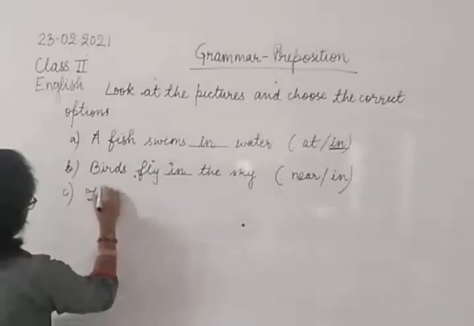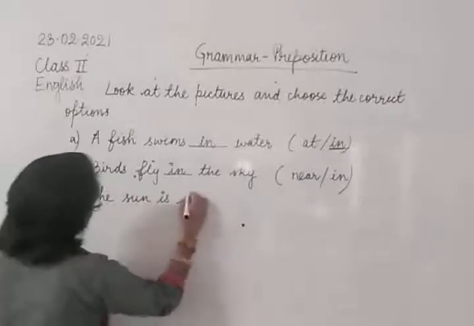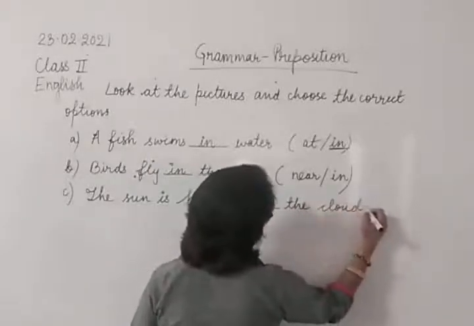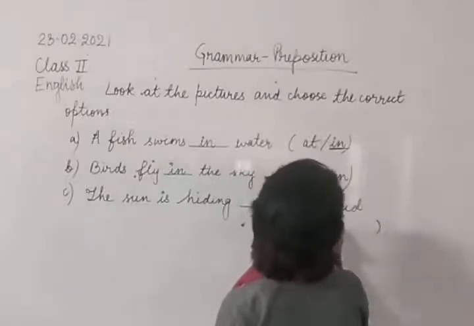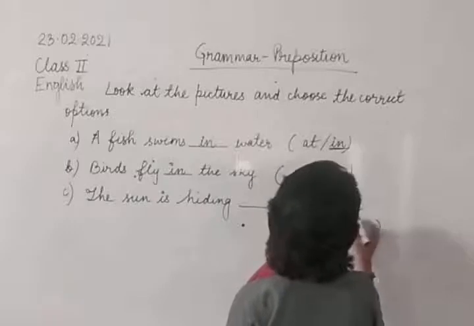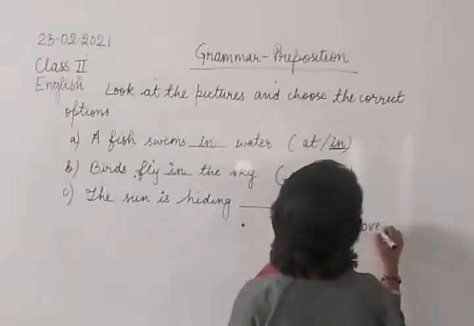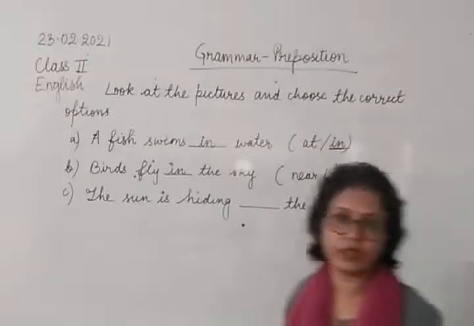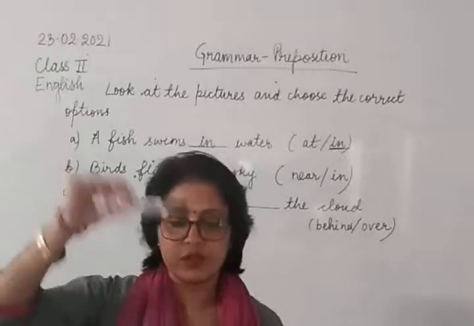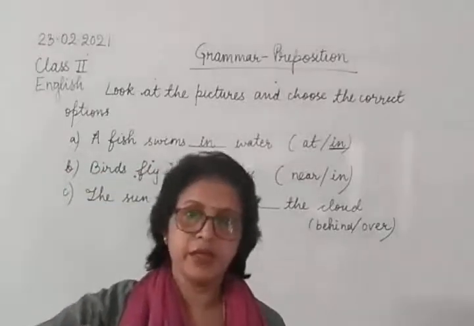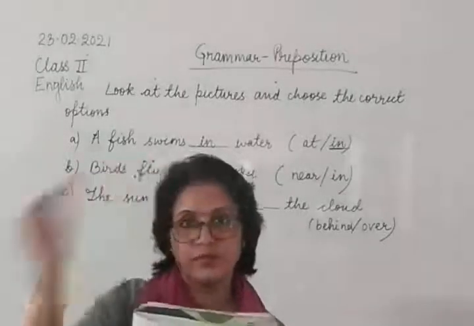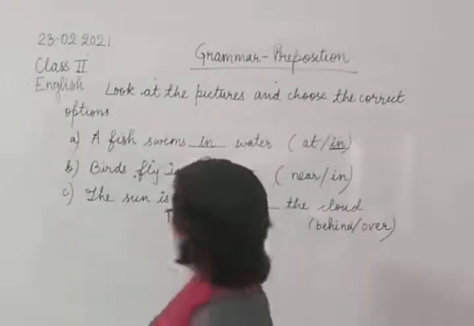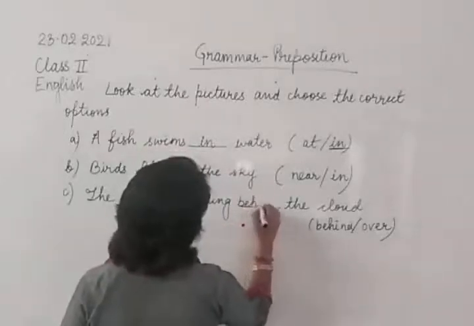See, next. The sun is hiding dash the cloud. Options hain behind, over. The sun is hiding behind the cloud या over the cloud. क्या होगा? Over का मतलब मैंने आपको समझाया था something which is not touching but over. Sun is hiding, this is cloud. Hiding behind the cloud. हम किसी चीज के पीछे छुपते हैं, ऊपर नहीं छुपते हैं. The sun is hiding behind the cloud.